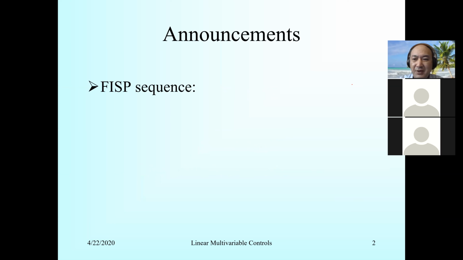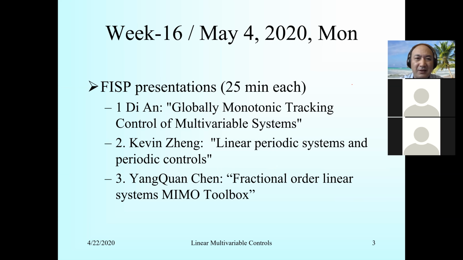So the FISP sequence is like this. We have 2 lectures, 75 minutes each. So 75 minutes is 3 times 25 minutes. So cool.